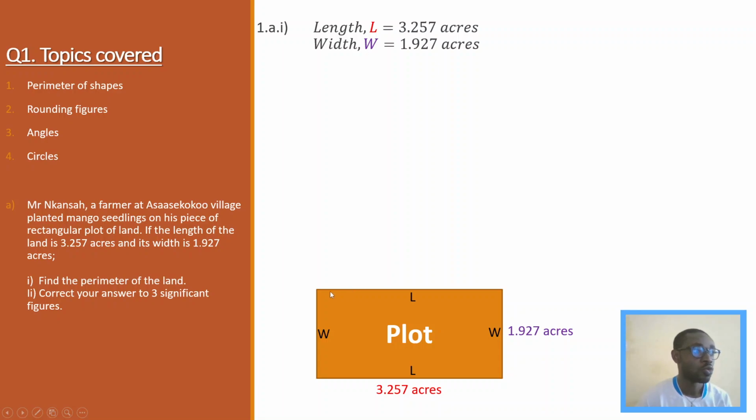Now, the width we have, as said early on, is this side here. And since this is a rectangle, it means this side of the rectangle is equal to this side as well, because they can both be classified as the width. So if this side is 1.927 acres, it means this side also is 1.927 acres. So you can write it when you are solving. This is also our data. Width W equals 1.927 acres.